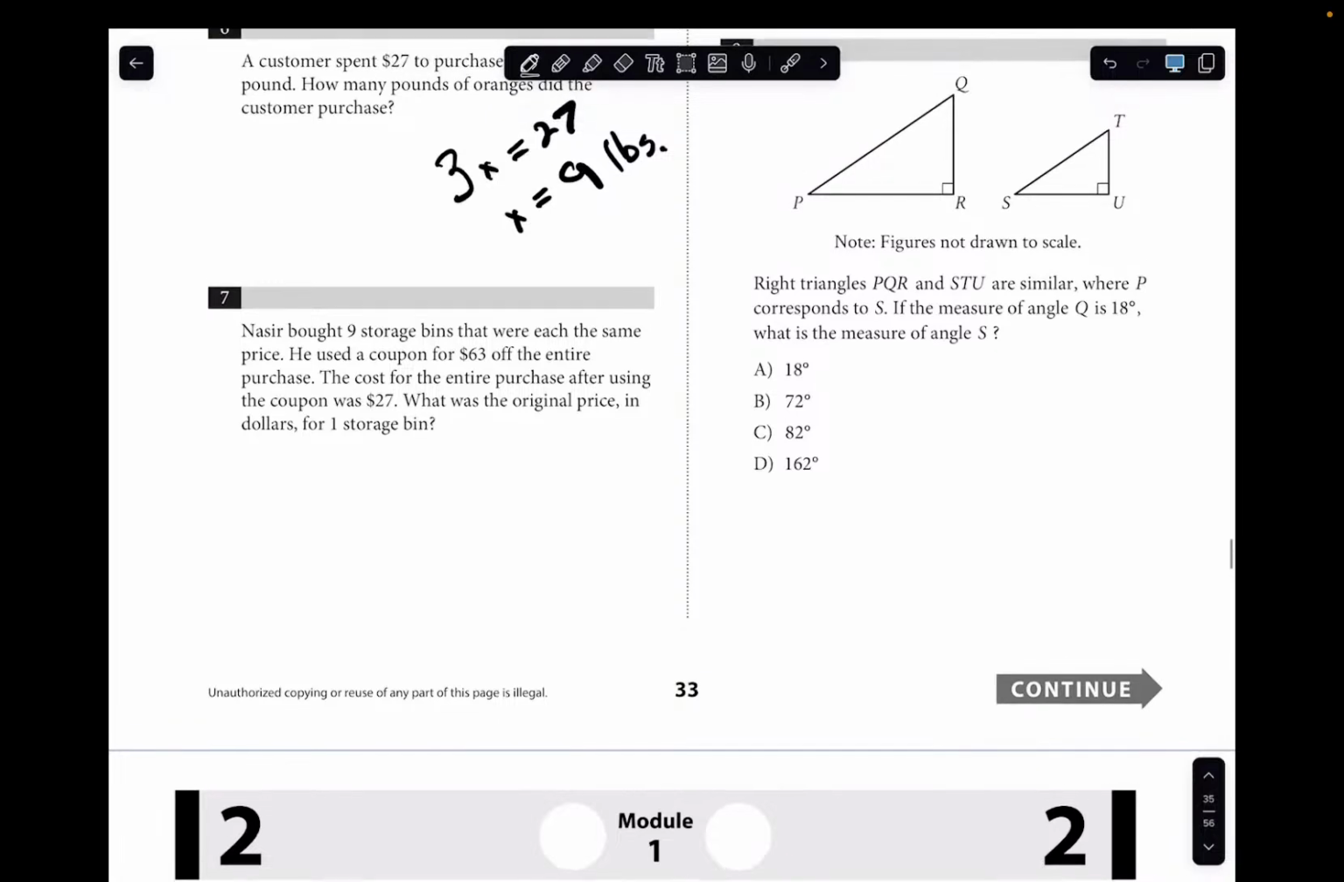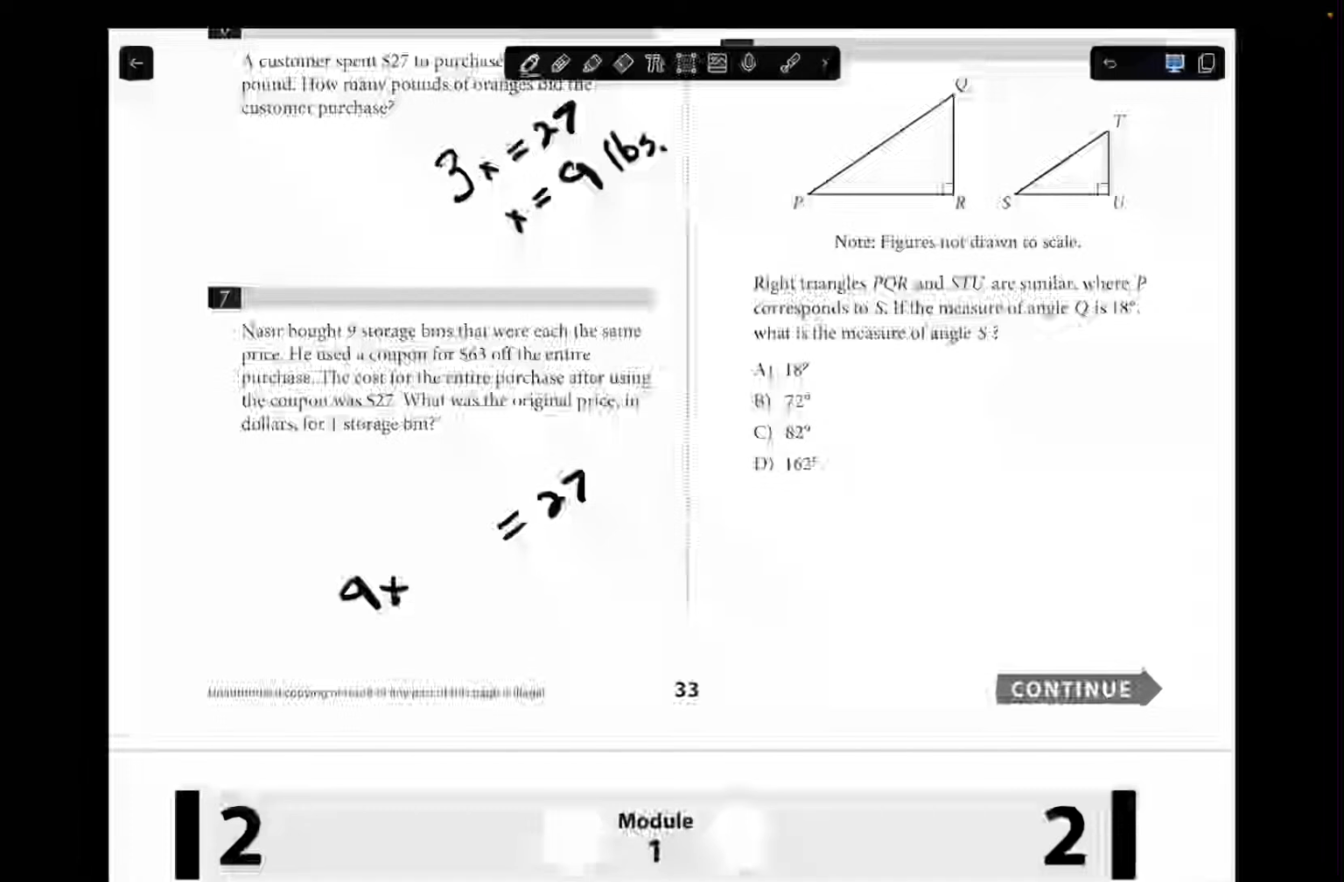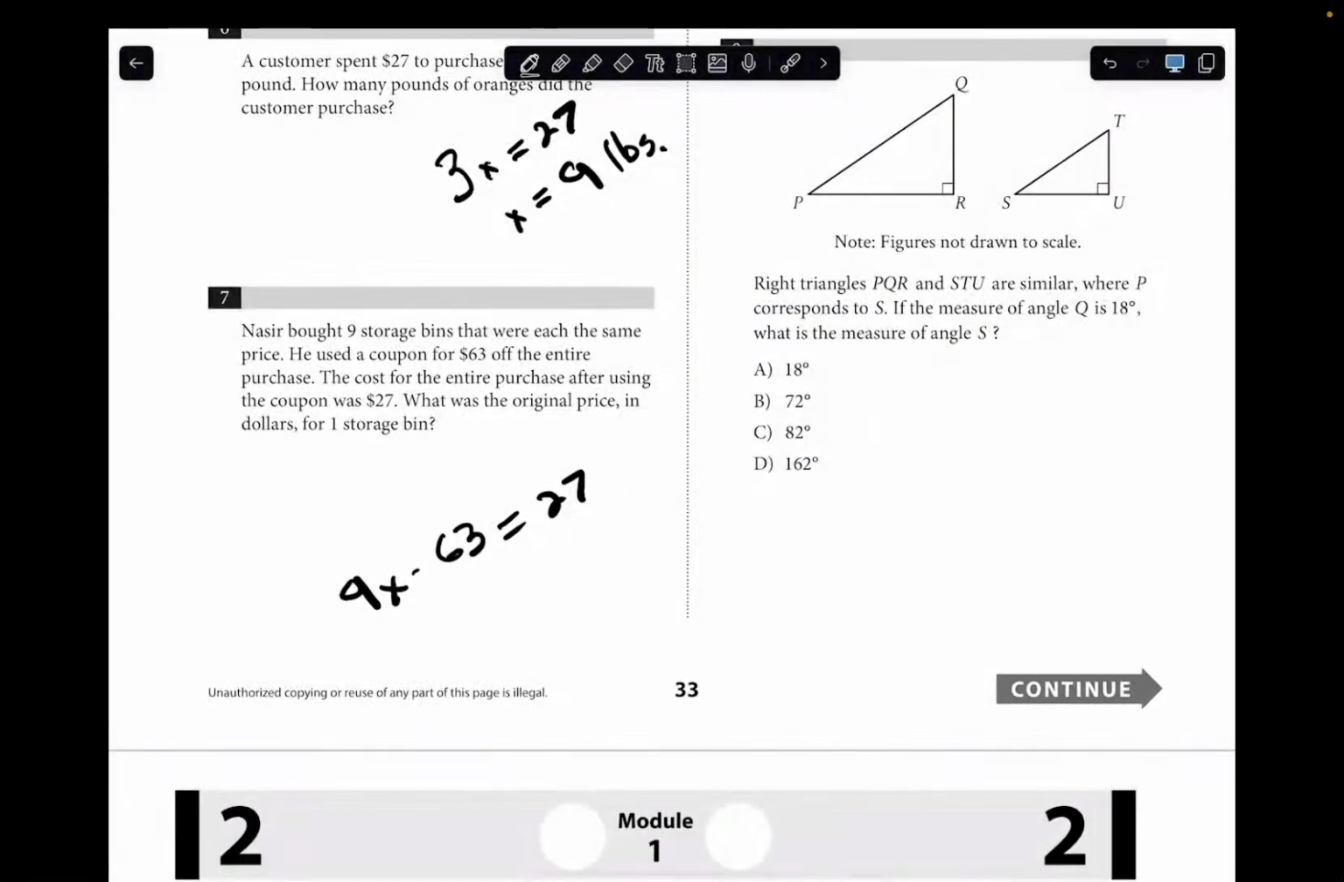7, Nasser bought 9 storage bins that were each the same price. He used a coupon for $63 off the entire purchase. The cost for the entire purchase after using the coupon was 27, so let's work it backwards. He bought 9 storage bins. We don't know the price per storage bin, so we're going to call it X. Then he used a coupon of 63 bucks. To solve for X, the price per storage bin, I just rearrange it. Since this is a negative sign, it becomes positive. So 9x equals 90, x equals 10. He paid $10 per storage bin.